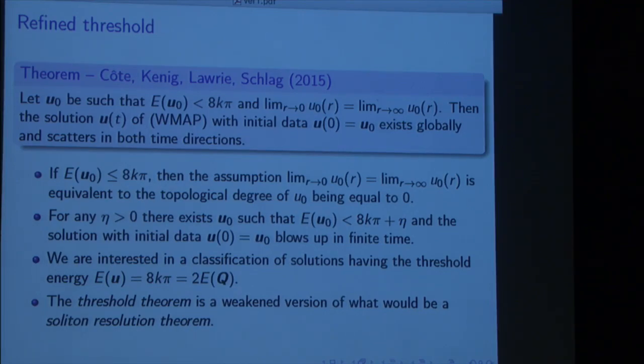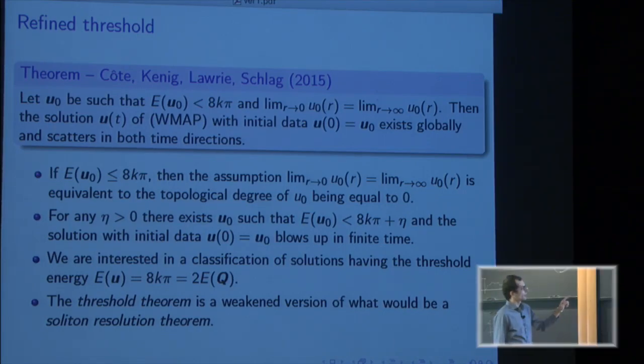Here I come back to what Wilhelm mentioned, that relation with the topological degree. If we assume that energy is smaller or equal to 8kπ, then this assumption here is equivalent to the assumption of the topological degree being 0. But for arbitrary energies, this is not the case. The equivariant maps have always topological degree 0 or k. So if this is 0, then if you go to 2π, this will be k. If we go up again, this will be again 0, and then k, and 0, and k, etc.